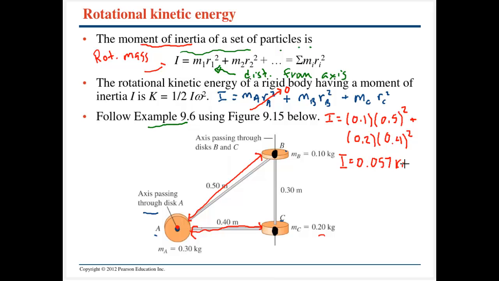You punch all that into your calculator and you're going to come up with 0.057 kilograms meters squared as the units of this. The kilograms comes from the masses, the meter squared comes from the radius squared.